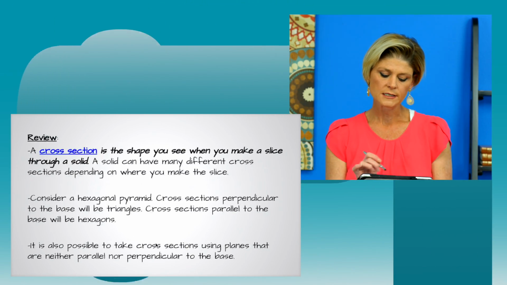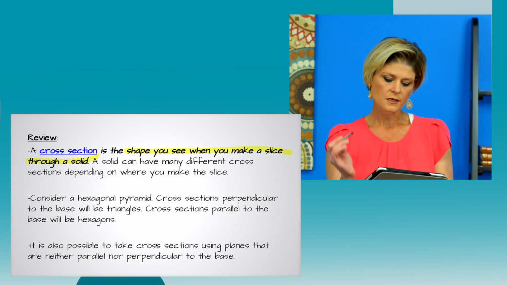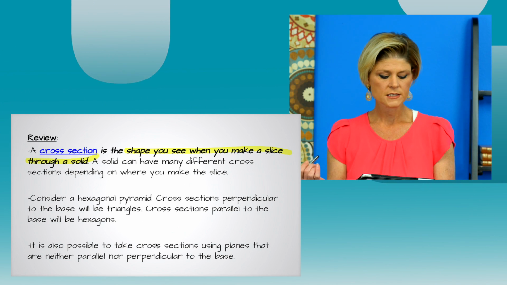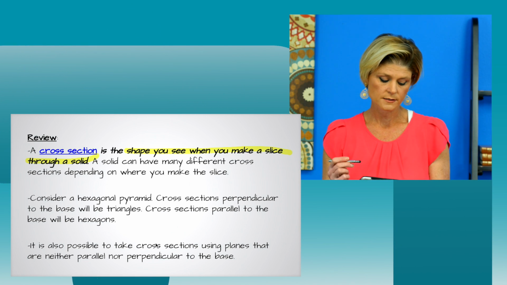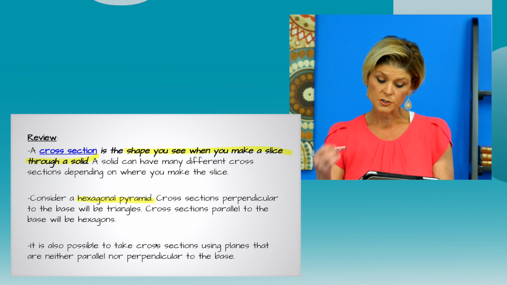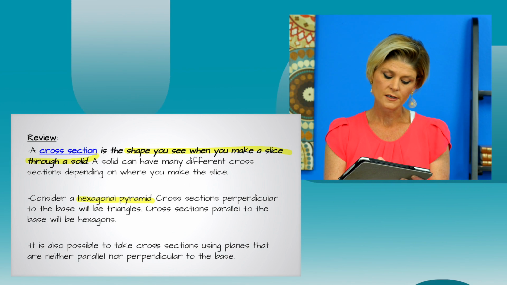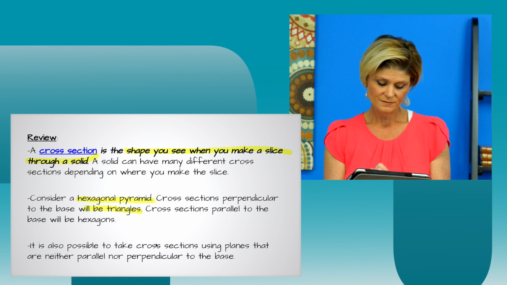Let's review quickly what we've covered so far. Remember, a cross-section is the shape that you see when you make a slice through a solid. A solid can have many different cross-sections depending on where you make the slice. We talked about this in our last lesson. So let's consider a hexagonal pyramid. Cross-sections perpendicular to the base will be triangles, but cross-sections parallel to the base will be hexagons.